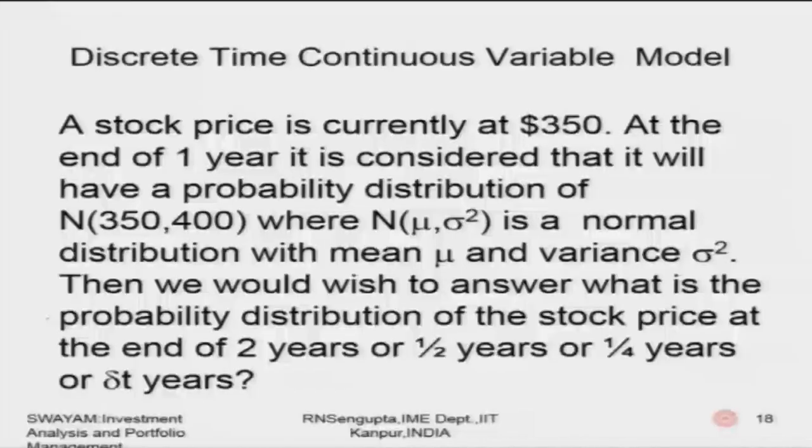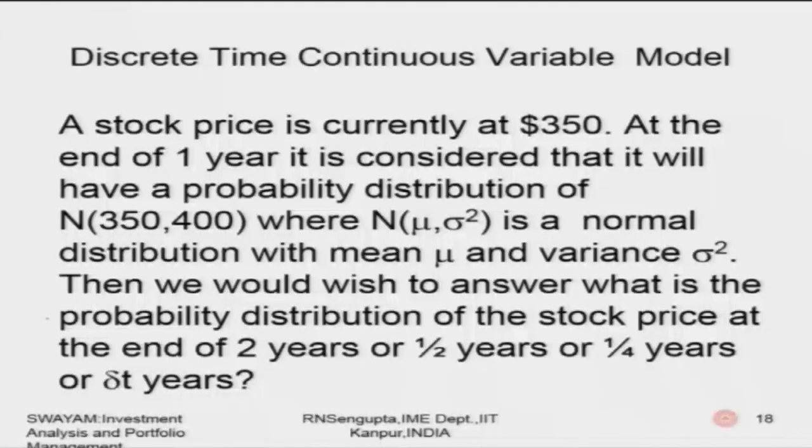So, we will consider the discrete time, continuous variable model in a very simplistic sense. A stock price is currently at 350. Do not be too bothered about the units; the values, based on which we are doing the calculation, are what is important. At the end of 1 year, it is considered that it will have a normal probability distribution, where 350 is the mean value and 400 is the variance. Variance is the dispersion we are considering.